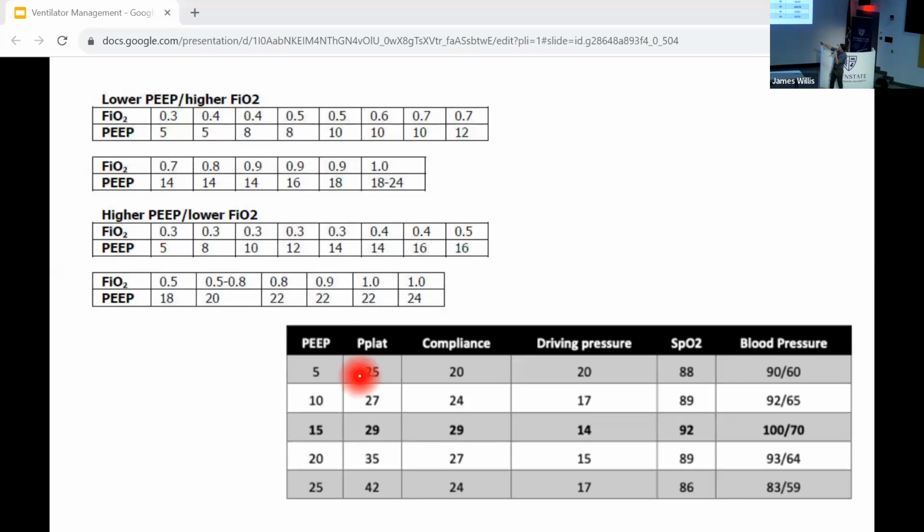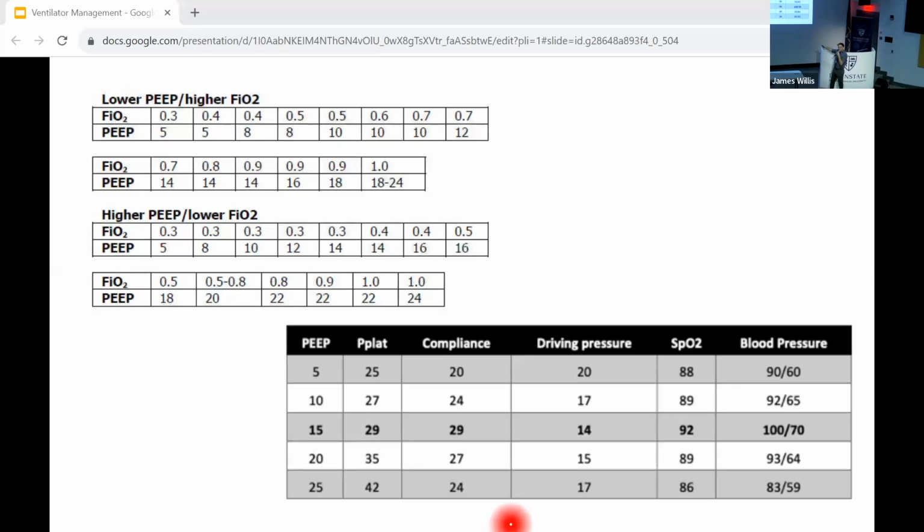So the PEEP going up in increments, what does it do to the plateau? So if you go from 5 to 10, did the plateau pressure go up a little bit? Okay. If you went up another 5, did it go up? Okay. If we went up a little bit more and it really starts to go up, you're starting to reach an inflection point of overdistension, that top of that curve. And you know that your compliance is starting to go down. And the driving pressure, once you hit that sweet spot, is probably right at its own inflection point.